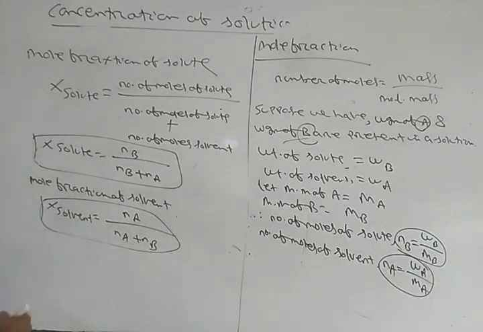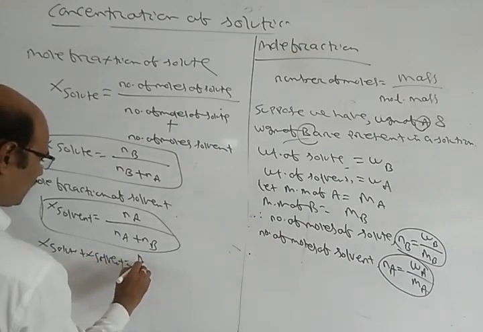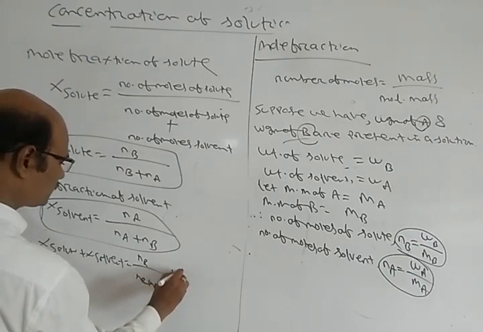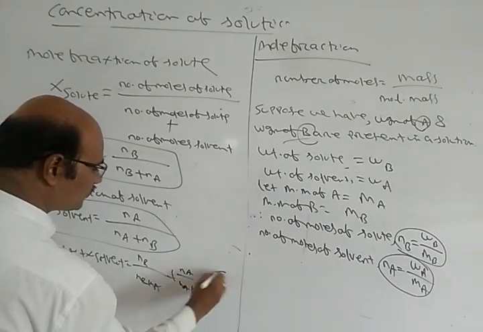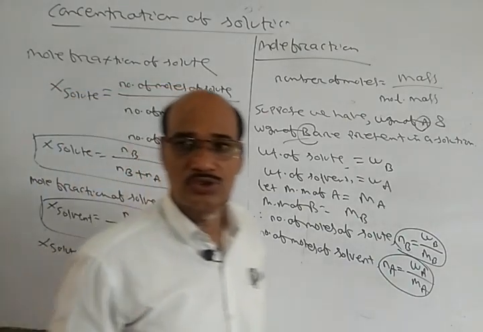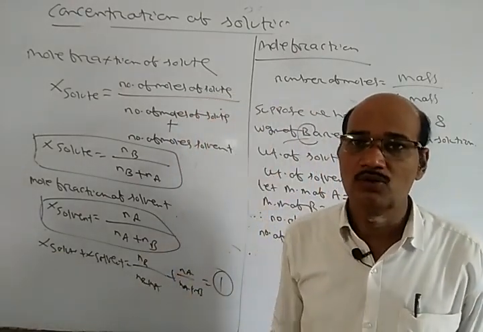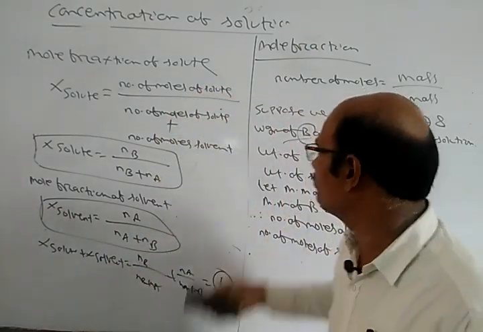Now if I add X solute plus X solvent, that equals NB by NB plus NA plus NA by NA plus NB, equal to 1. So mole fraction of solute plus mole fraction of solvent is equal to 1. Okay. Now you can examine this with the help of a numerical.